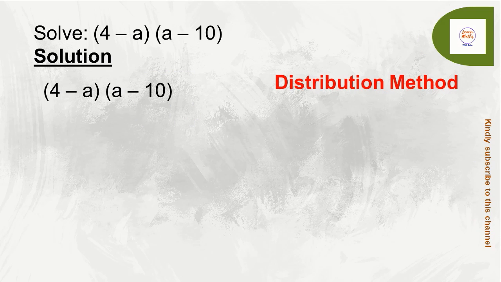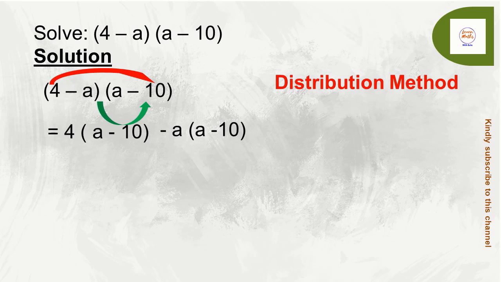Let's go on to the next method, which is the distribution method. The distribution method here, don't forget that we'll separate the numbers in the first bracket. So what we do is that we use it to multiply the other one. So we have 4 into brackets a minus 10, then minus a into brackets a minus 10. So we have distributed the brackets to each of the numbers in the second bracket.